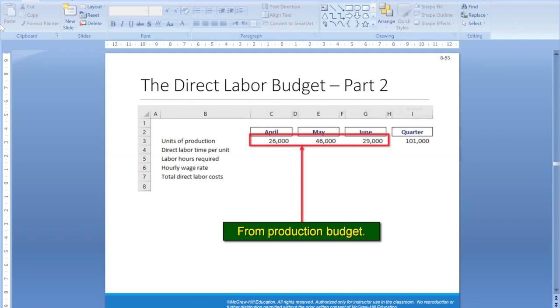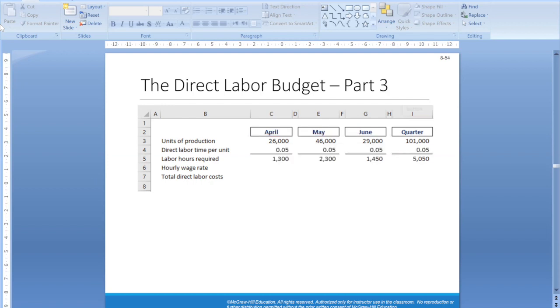Units of production: 26, 46, 29. This comes from the production budget. So the total will be 101,000. Now, these are the units needed to be produced. The next line will be the direct labor time per 1 unit in hours, not in minutes, according to the question. Why? Because I'm paying depending on the hour. So direct labor time per 1 unit is 0.05 hour.